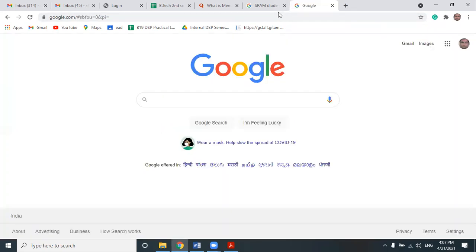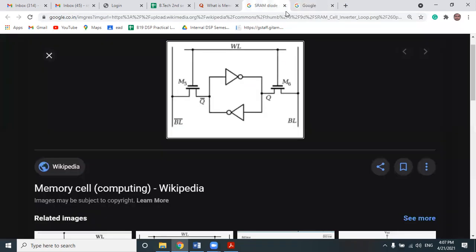Now, random access memory is a concept. Random access memory is a concept.